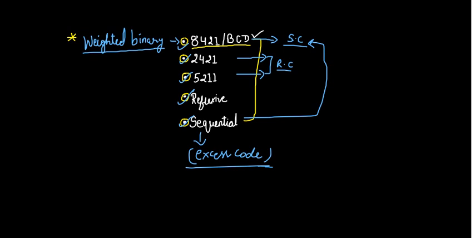And in the next one, we are going to understand what the non-weighted binary codes are, and that will lead us to 90% completion of this section.